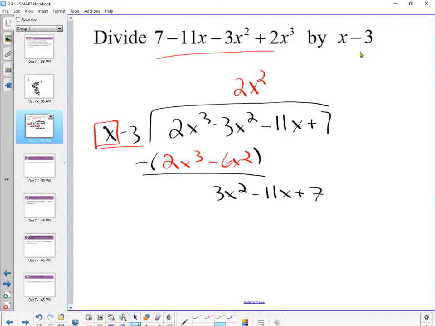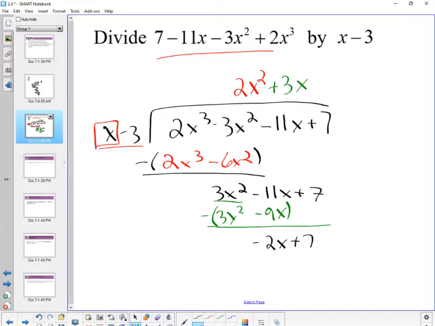Does x divide into the first number? Yes. What would I get? 3x. So I've got plus 3x. I'm going to multiply it out again now. I get 3x squared minus 9x. I'm going to change the sign because I have to subtract. 3x squared minus 3x squared is going to give me 0. Negative 11x plus 9x is going to give me negative 2x. And then I'm going to bring down everything else. I'm going to continue the process.